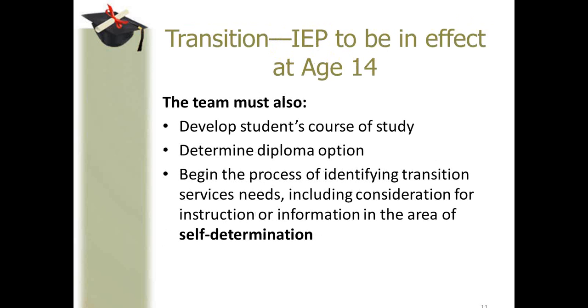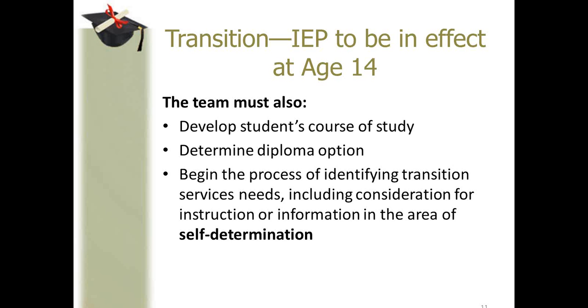Additionally, beginning at age 14, the team must develop the student's course of study, determine the diploma option, and begin the process of identifying the transition services needs, including consideration for instruction or information in the area of self-determination. The statement of whether the student is pursuing a course of study leading to a standard diploma or a special diploma is a description of the student's instructional program and experiences. It is more than just a statement of the diploma decision.